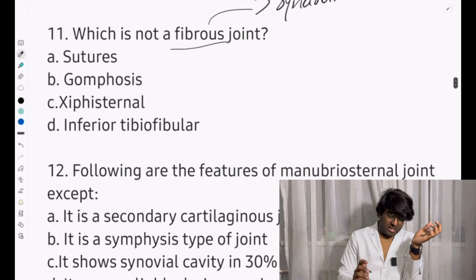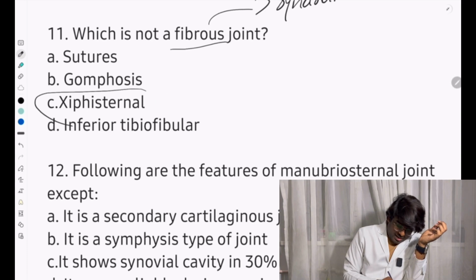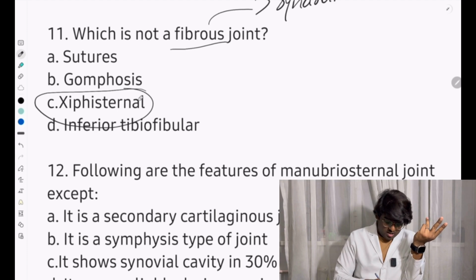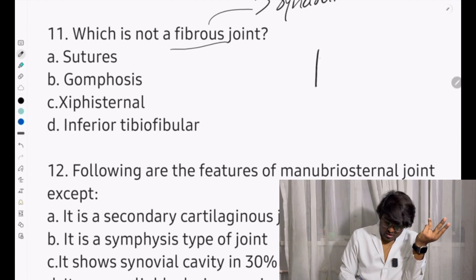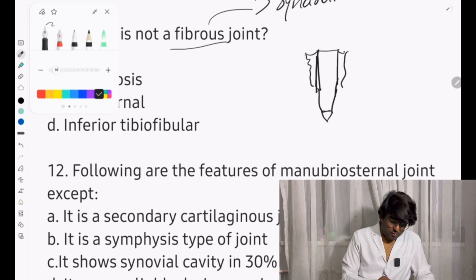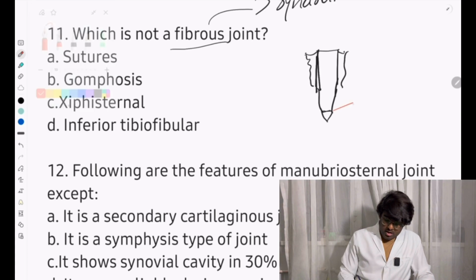Then xiphisternal: you know that xiphisternal is not a fibrous joint. Xiphisternal is a symphysis. What is the xiphisternal joint? Suppose this is the sternum, here you can see the dagger-shaped structure, and here is the xiphoid process. So in between the xiphoid process and the sternal body, this is the sternal body, and this is the xiphoid process.